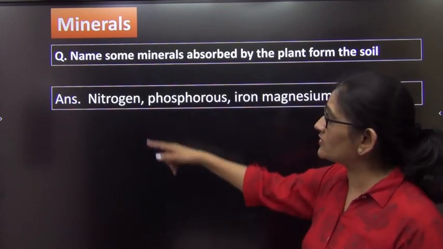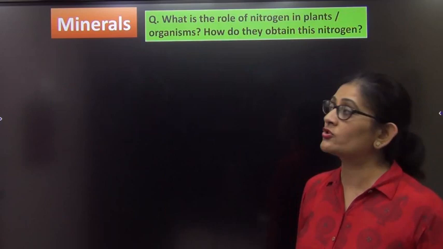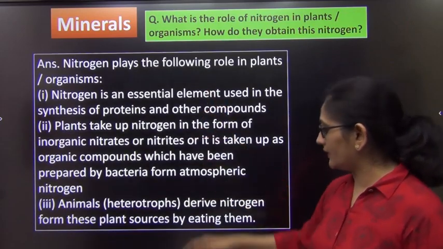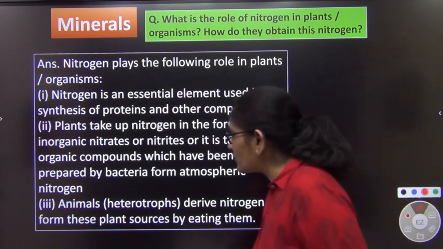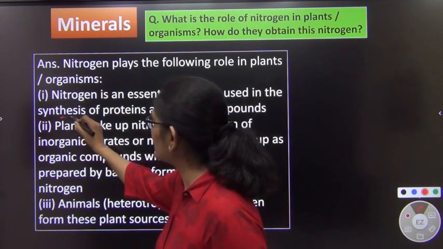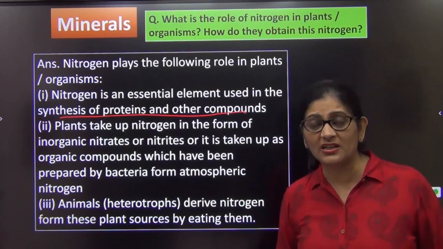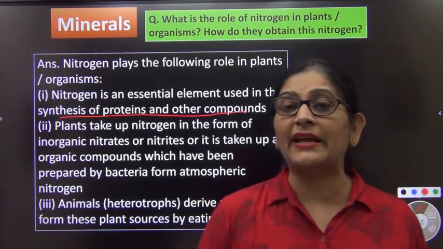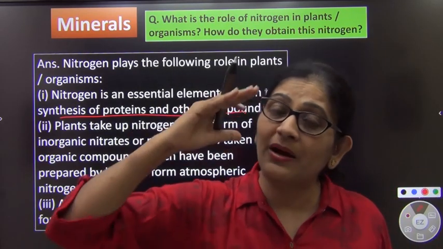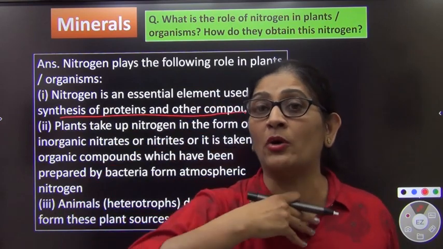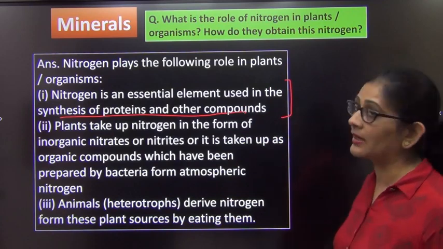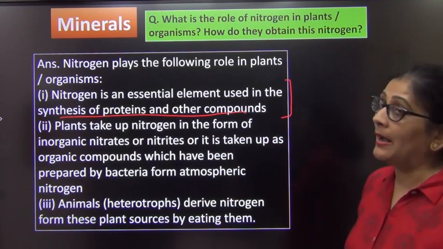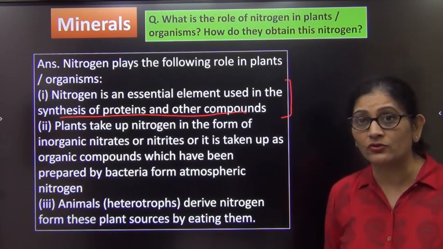And then you have to study the importance of nitrogen in plants. Right? So what are the various functions of nitrogen in plants? Nitrogen is essential. It is used in the synthesis of protein and other compounds. You must be knowing that protein is a nitrogen containing compound. In fact, हमारा सबसे ज़्यादा nitrogen का importance हमारे body में है for synthesis of protein. So this is one question that will come. What is the importance of nitrogen? अब सवाल उठता है, how do plants take up nitrogen?